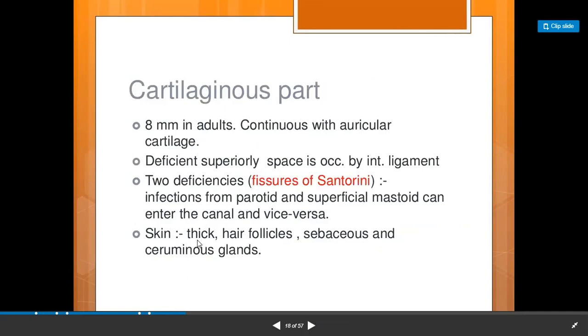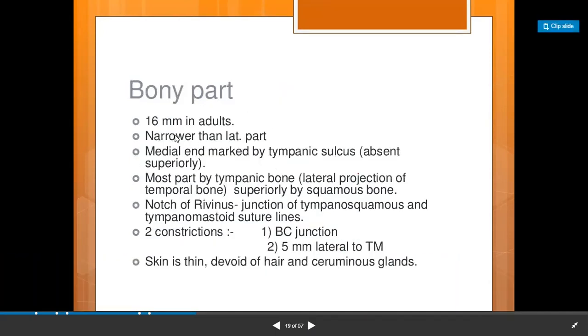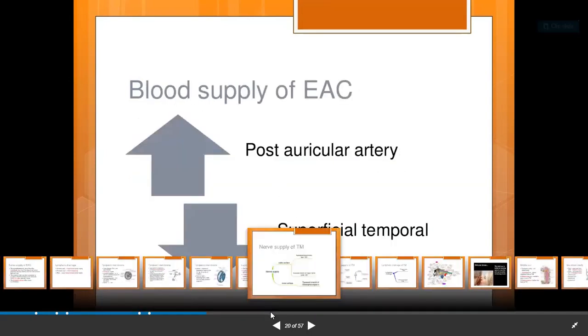There we have skin which is thick, hair follicles are there, sebaceous, and special glands of the ear called wax secreting glands or ceruminous glands. Okay. Then the bony part. This is 16 mm in adults, which is narrower than the cartilaginous part. The medial end is marked by the tympanic sulcus, most of it by the tympanic bone, superiorly by the squamous part of the temporal bone. So the notch of Rivinus is the junction of the tympanosquamous and tympanomastoid suture. Okay. So the skin is thin, and usually we do not have hair here.